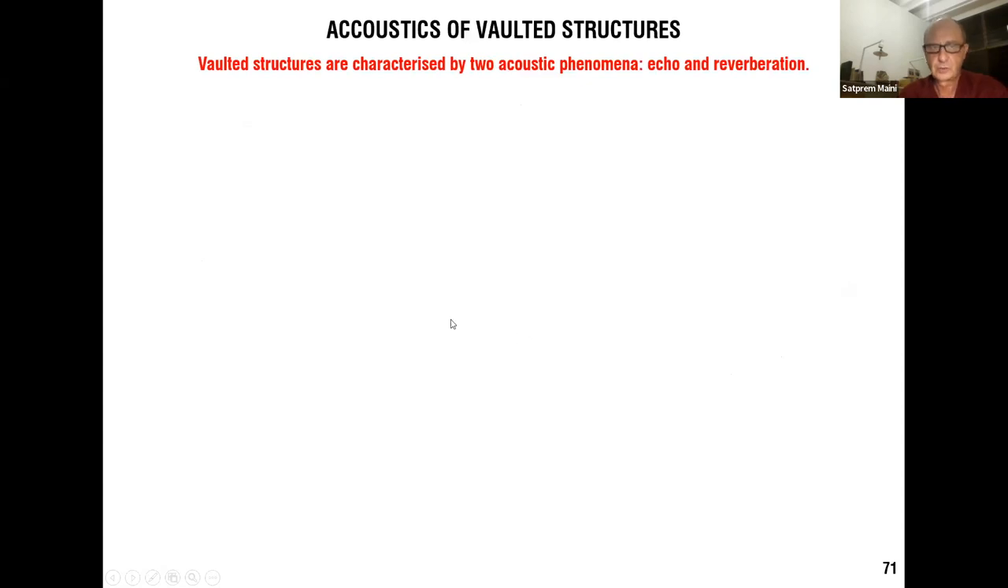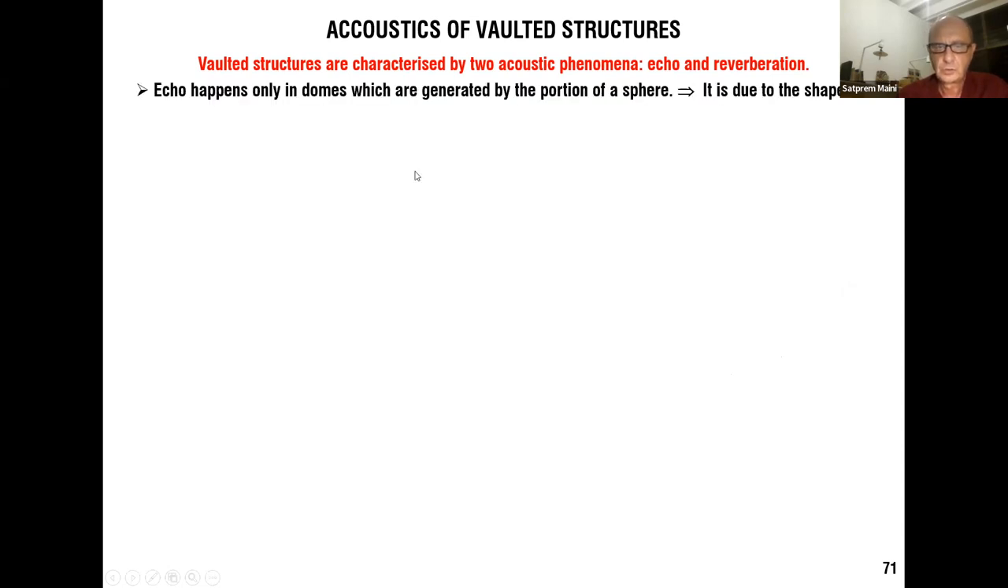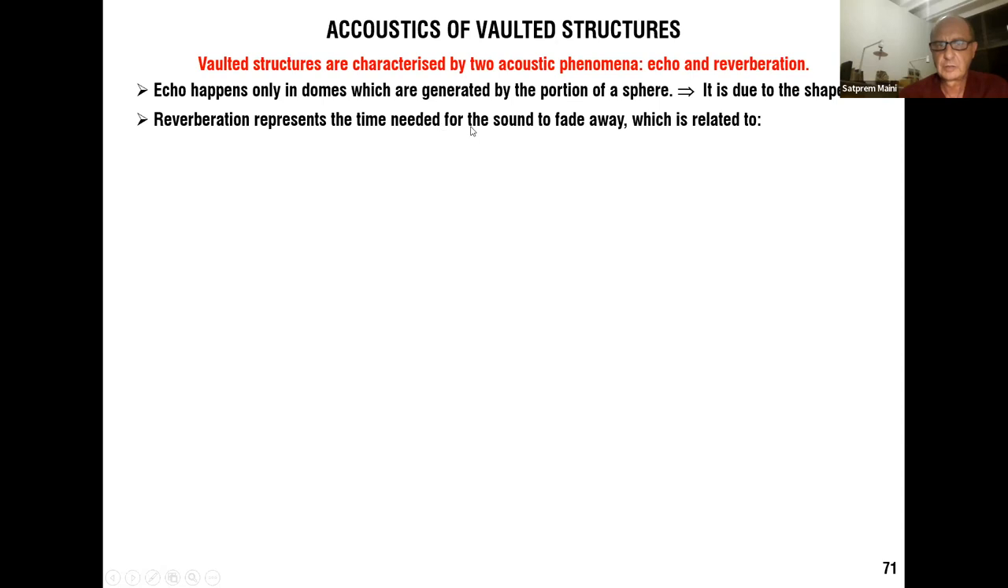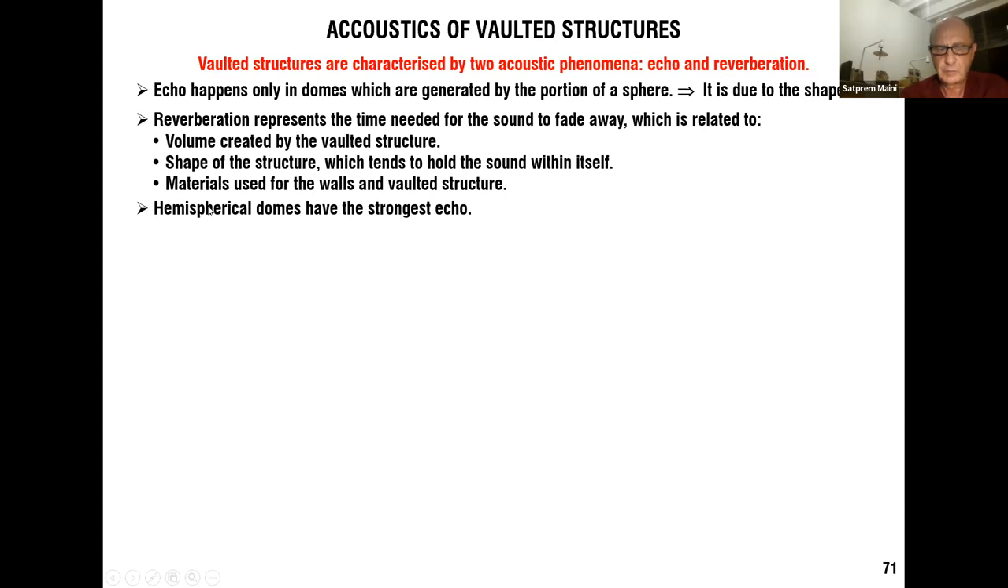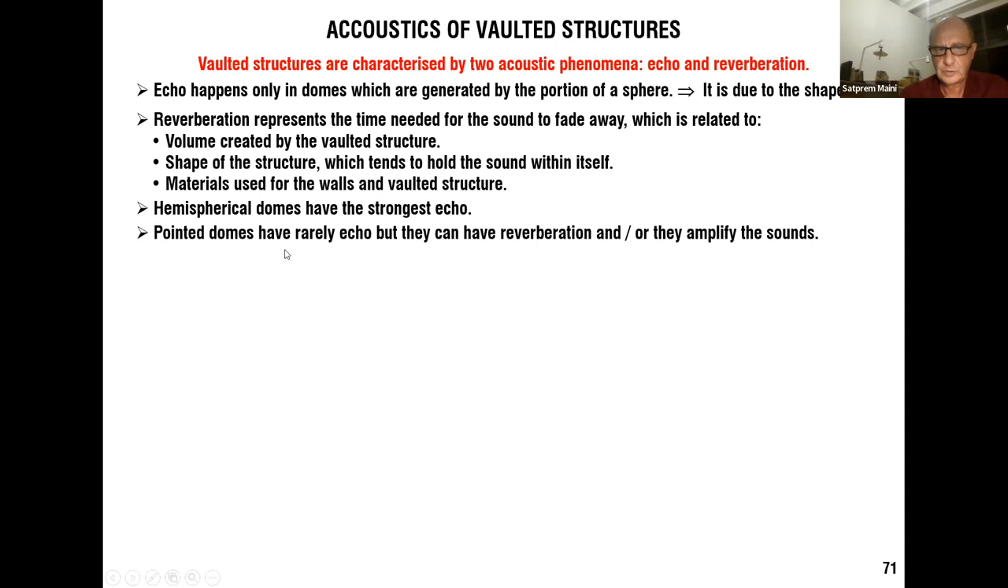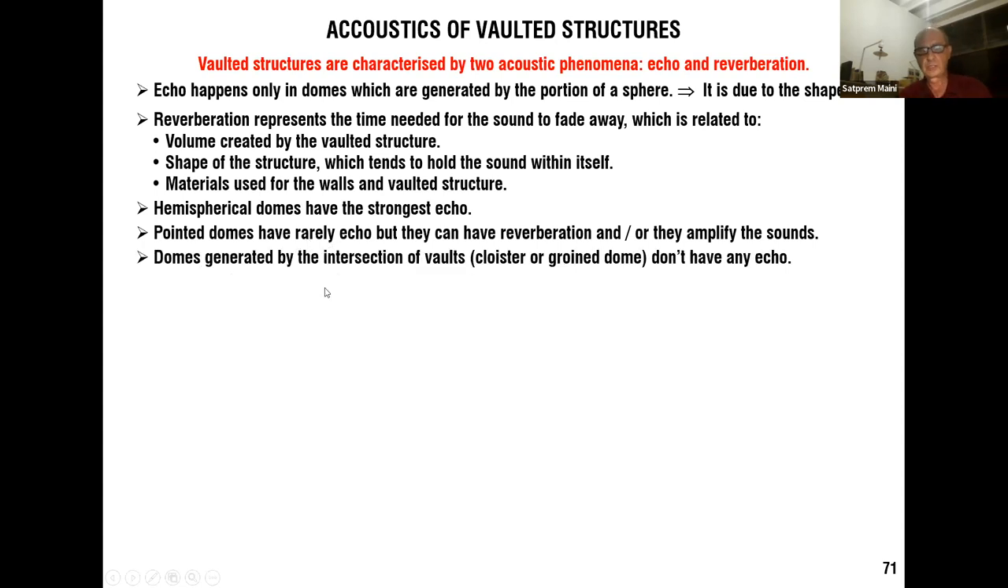Then I will go a little faster here because I'm running late and Omar will not be so happy. So, acoustics in domes and vaults: they have a difficult acoustic called echo and reverberation. Especially the domes which are on a portion of a sphere, like a hemisphere, have a very strong echo due to their shape. Reverberation is the time needed for the sound to fade away, which is related to the volume of the vault or dome, the shape of the structure and the materials. In fact, hemispheric domes have the strongest echo. Flat domes rarely have echo, but they have reverberation and can amplify the sound. And a dome generated by a vault, like a closed dome or groin dome, doesn't have any echo because it behaves like a vault.